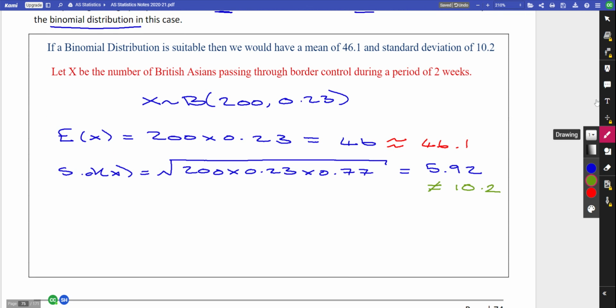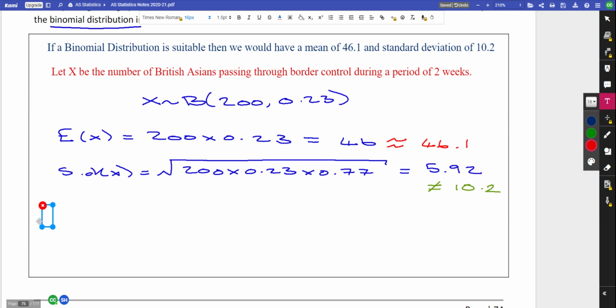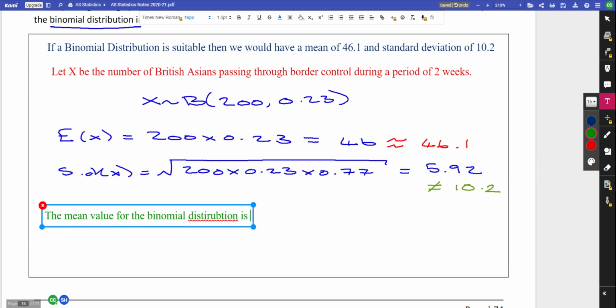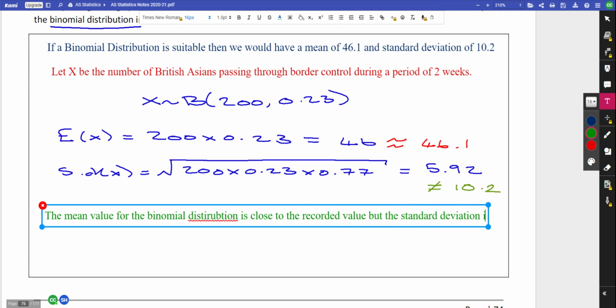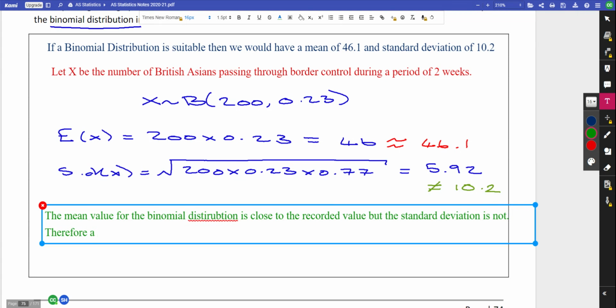Okay, so if we just put that into context, the mean for this type, therefore this binomial distribution is not suitable.